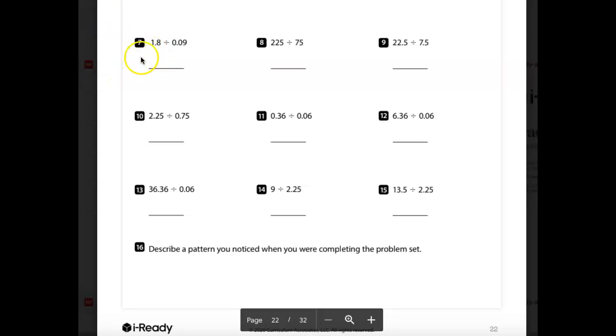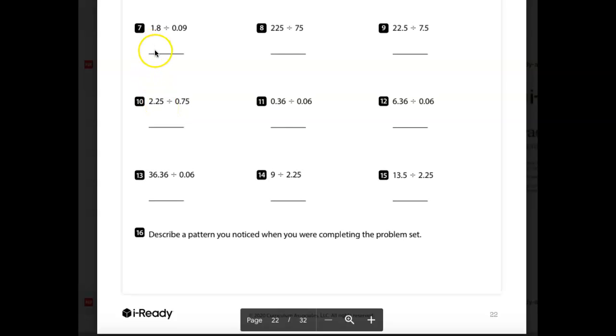well, let's take a look here now. Number 7, 1.8 divided by 0.09. Oops, where's my marker? Okay, we're going to make our box. Okay, 1.8 goes in the box. 0.09 goes outside. Okay, now remember, we cannot have a decimal point in the divisor, so we're going to move it 2 places.